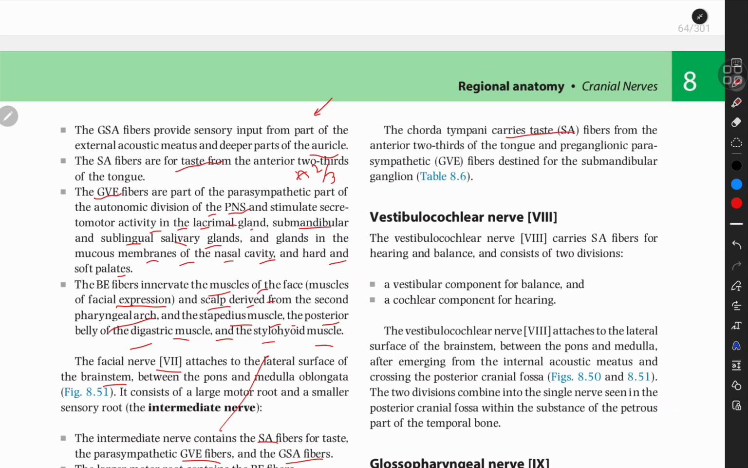So this is the chorda tympani which they're talking about here. It carries taste fibers from the anterior two-thirds of the tongue and preganglionic parasympathetic fibers destined for the submandibular ganglion. Okay, so the submandibular ganglion takes up fibers from the facial nerve.